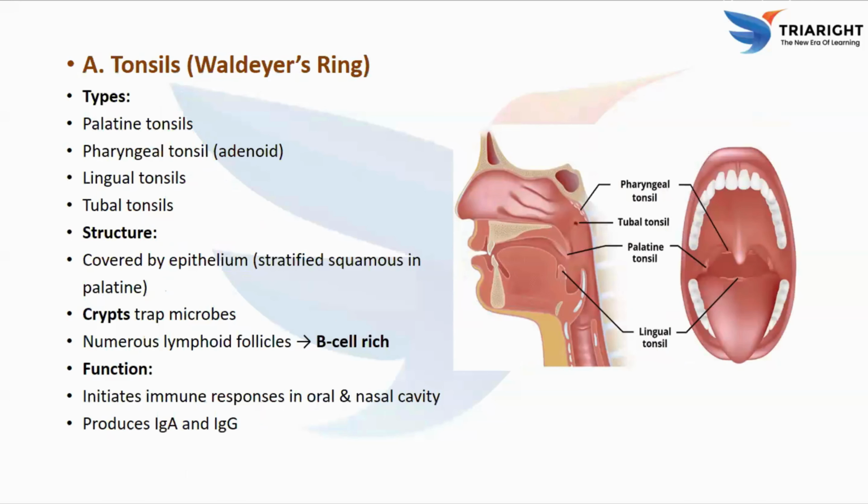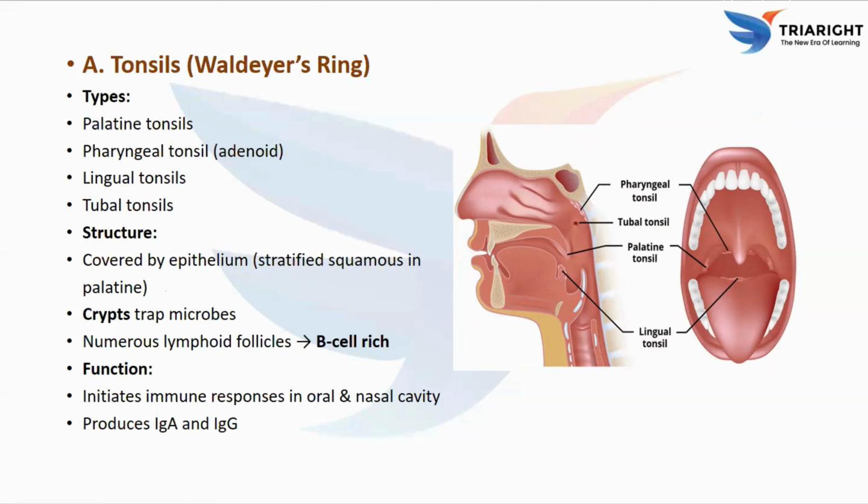So the next lymphoid organ is the tonsils. What are tonsils? They are masses of lymphoid tissue located around the opening of the digestive and respiratory tract. They are part of MALT and act as a first line of immune defense. They form a ring-like arrangement in the throat region called Waldeyer's ring.